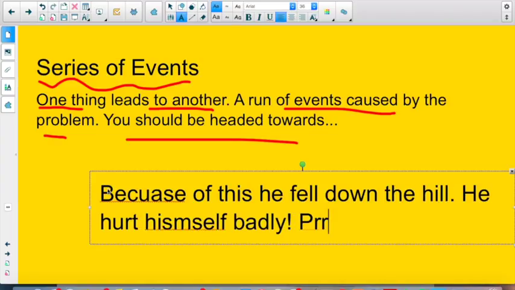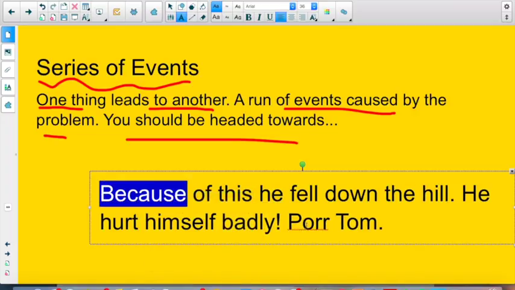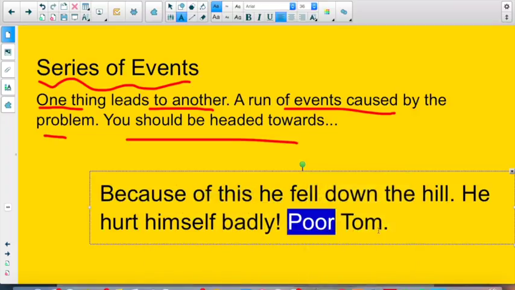Poor Tom. Okay, he hurt himself badly, if I can spell himself correctly. Now again, you might want to talk a little bit more. You're going to give me much more detail, but this is just very basic, isn't it? So now he's at the bottom of the hill. We've met Tom. The problem is he's got one eye. Because he's got one eye, he tripped over and fell down. He's at the bottom of the hill.